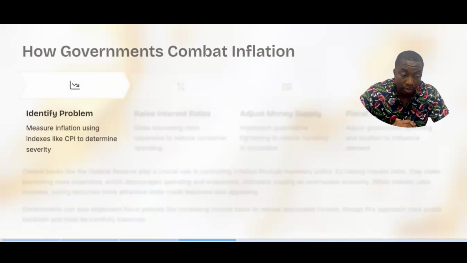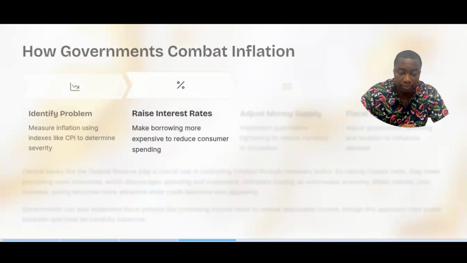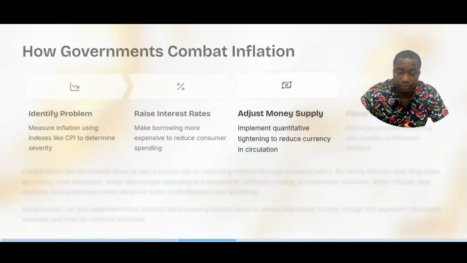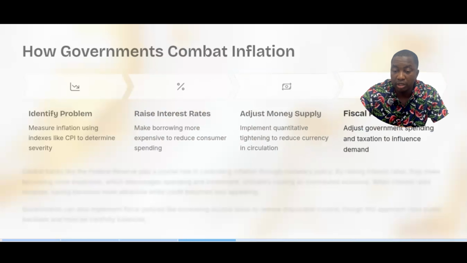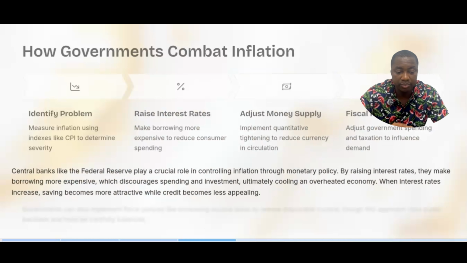One is identifying the problem. They measure inflation using indexes like CPI in order to determine the severity of the inflation. And then what they do is they raise the interest rate. So they make borrowing more expensive in order to reduce consumer spending. Another thing they do is to adjust the money supply. They implement quantitative tightening in order to reduce currency in circulation. They also have fiscal policy changes where they adjust government spending and taxation in order to influence demand.